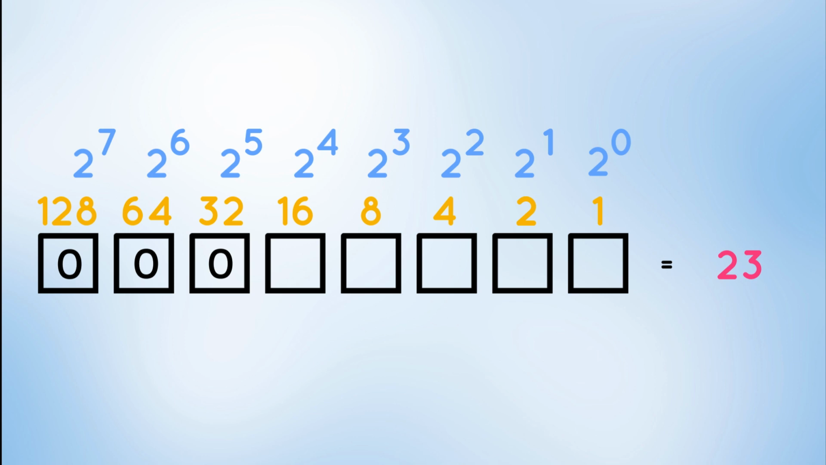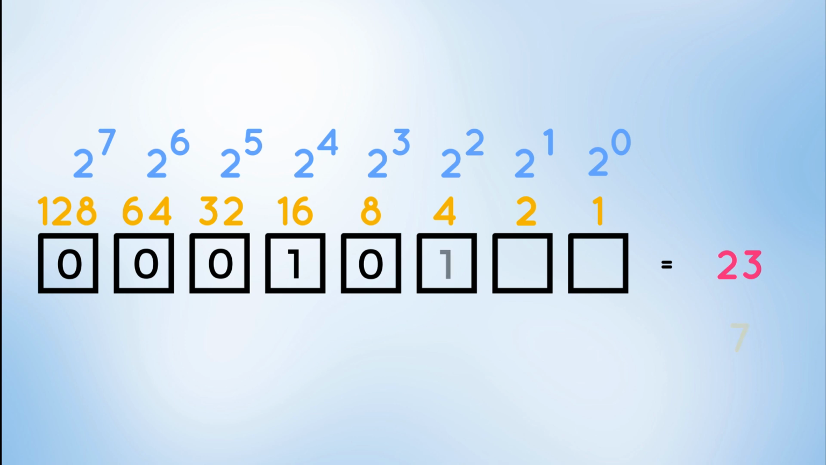16, this goes into 23, so it's assigned the number 1. And so far we've used up 16, 23 minus 16 equals 7. There's 7 left we have to account for. Does 8 go into 7? Nope, we leave that as 0. Does 4 go into 7? Of course, that takes a value of 1.